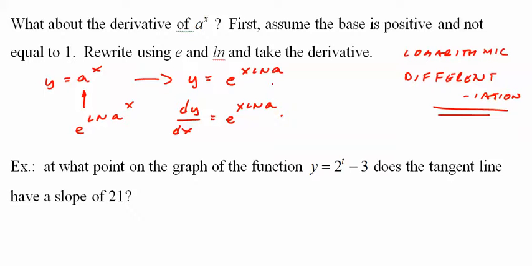No, I'm good. Times the chain rule. x to the first is just 1, and ln of a is constant. All right, so we end up rewriting this back the way it was, just a to the x times ln of a, and that's the derivative. Don't forget your chain rule, of course.